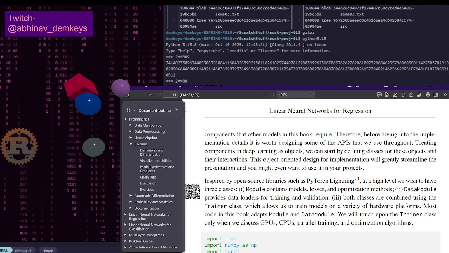Give me a second, I'm just looking at something. Okay, yeah, sorry about that. I was just looking at something.